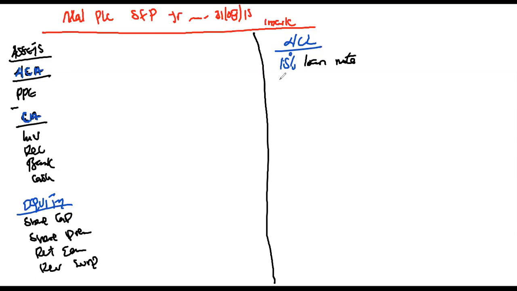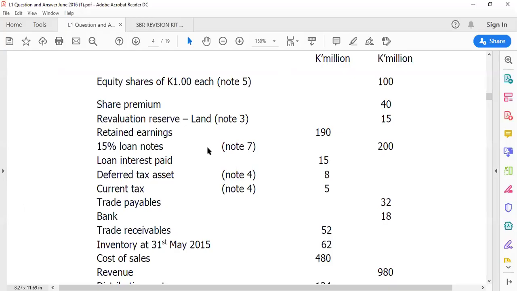Then here, if you checked in the question there, let me just show you something, the trial balance, so that you see what's going on here. What we have here, see, is a loan note. That one goes there. And then what else do we have? Yes, we have a deferred tax. You see that? Deferred tax goes at non-current liabilities.